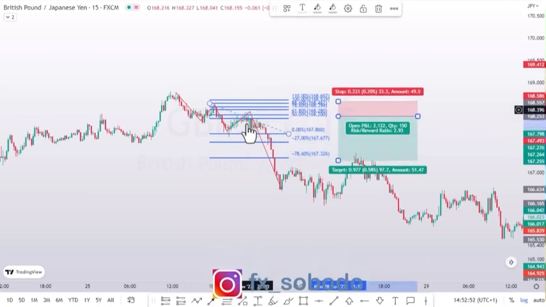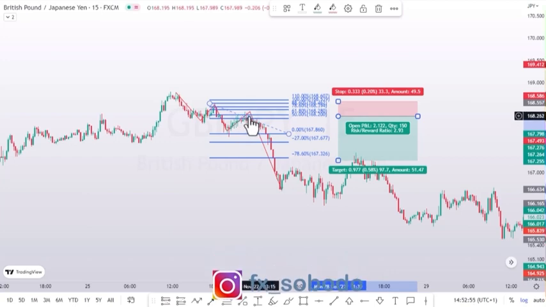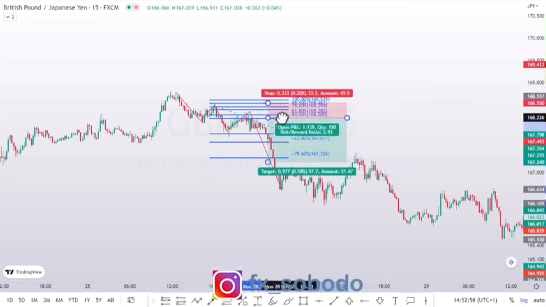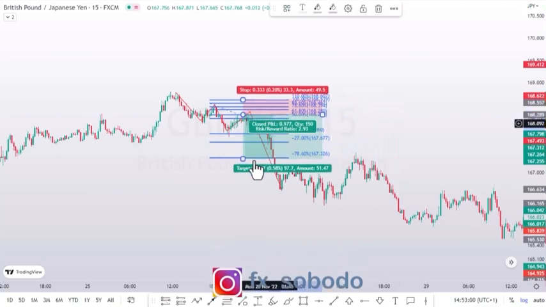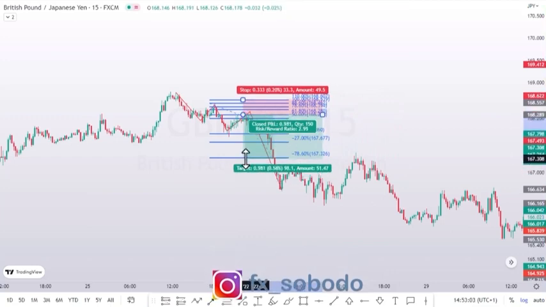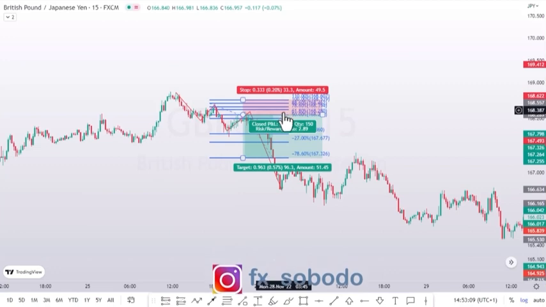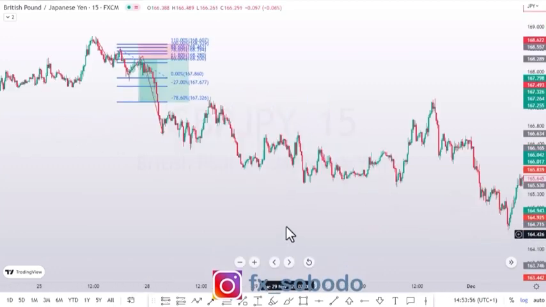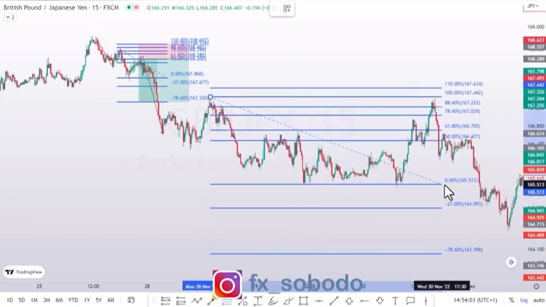At 61, we notice some sort of shooting star. You see, we enter right from there, and as usual, this is our target, and you are risking 33 pips. Also at this level, to this low.